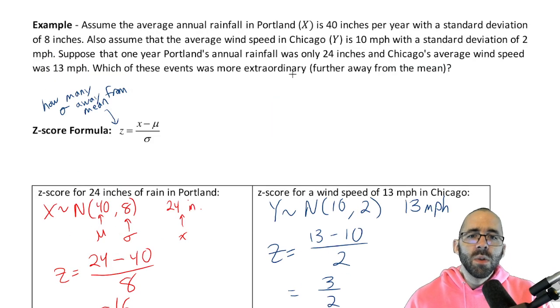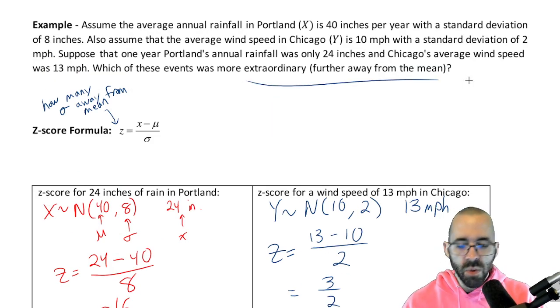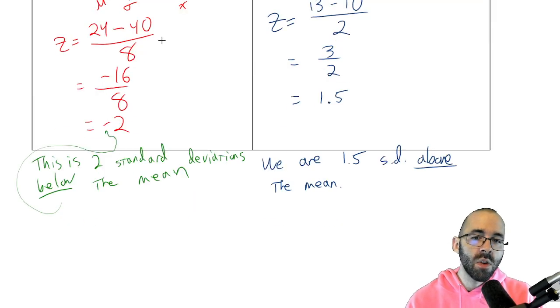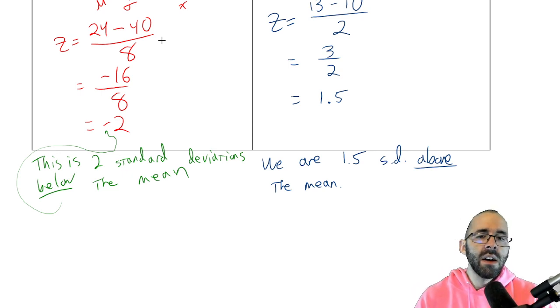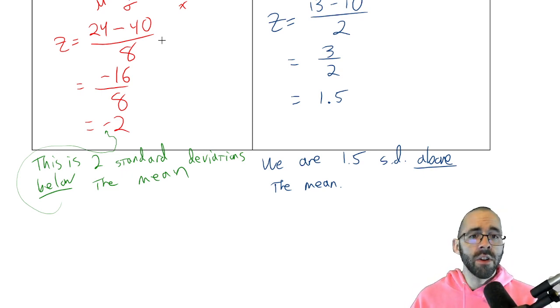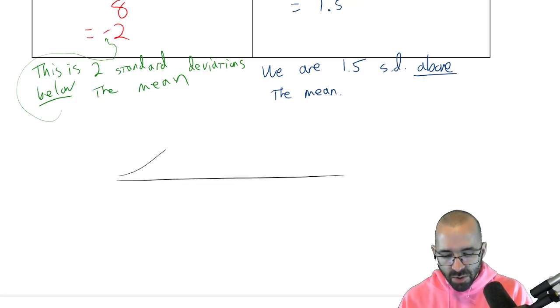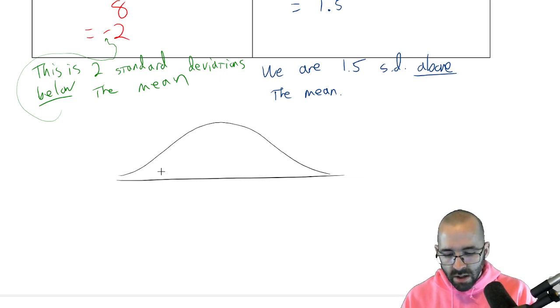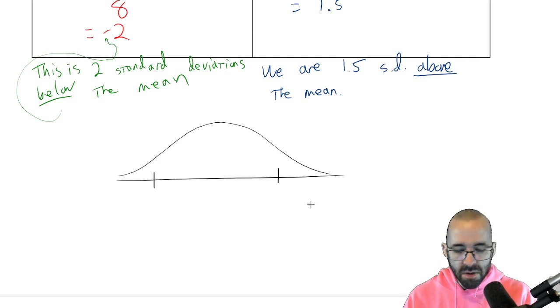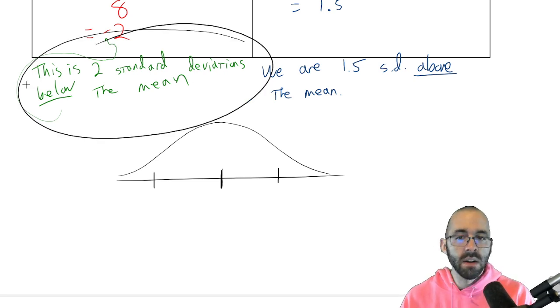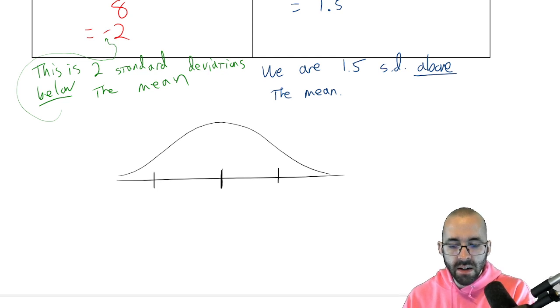So for this problem, we're just comparing what's farther away from the mean, what's more extraordinary. So in terms of likelihood, normal distributions are symmetric, right? They're the same on the left and the right. If we were asking about what's bigger or what's smaller, the direction would matter. But we're just asking what's farther away. So we have to look and say, okay, if we have a normal distribution, what's rarer? 2 standard deviations below the mean, or 1.5 standard deviations above the mean? What's further away from that middle? And the answer is going to be 2 standard deviations away from the mean, right?